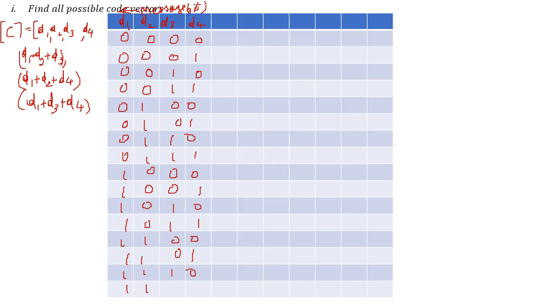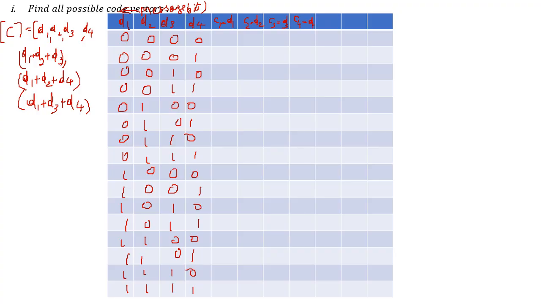and 15. So these are the 16 possible combinations. Next we know that after doing the matrix multiplication, we got C1 is equal to D1, C2 equal to D2, C3 equal to D3 and C4 equal to D4.